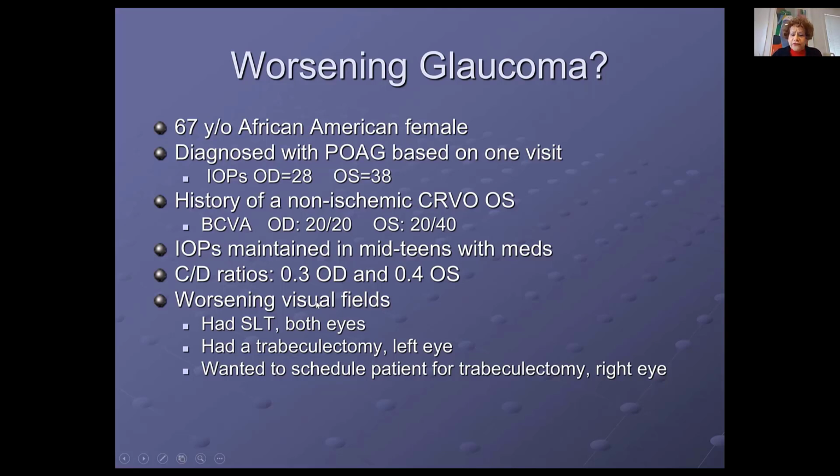However, over her follow-up visits, it was noted that her visual fields were getting worse. So she had an SLT in both eyes to get her pressures down, selective laser trabeculoplasty, and she had a trabeculectomy in the left eye to get her pressure down. Then they wanted to schedule her for a trabeculectomy in the right eye until someone sat down and said, wait a minute, these worsening fields don't make sense.